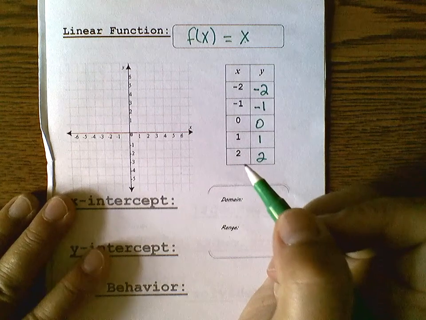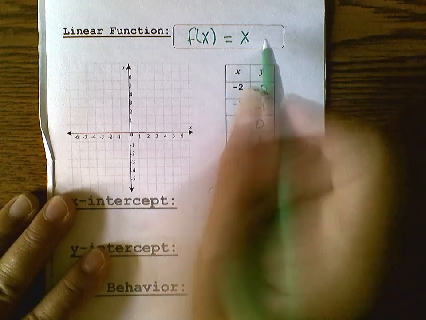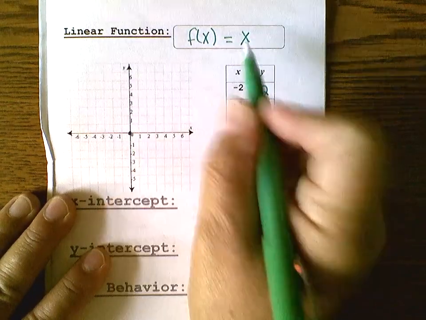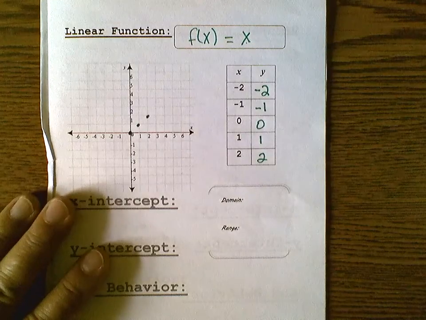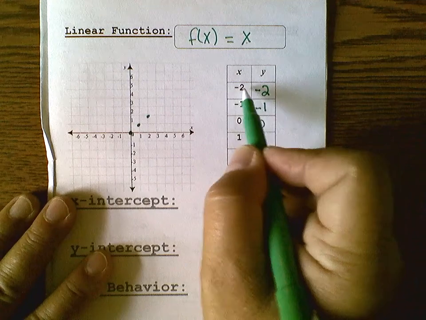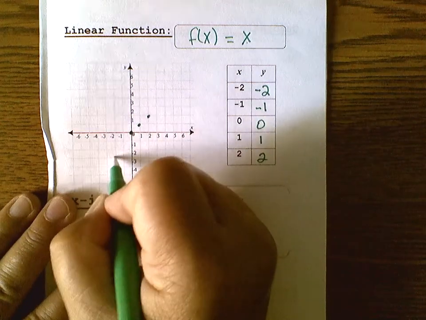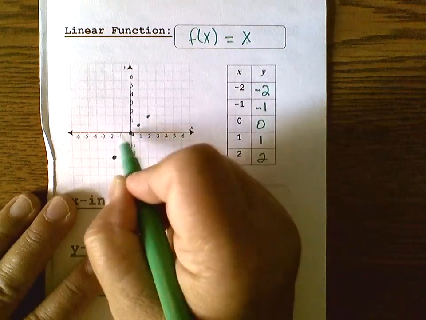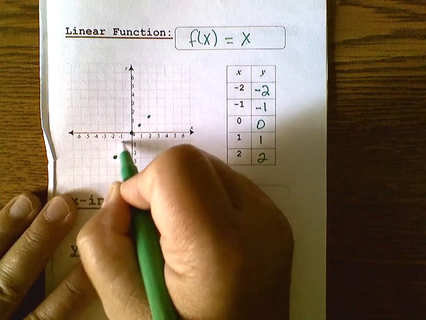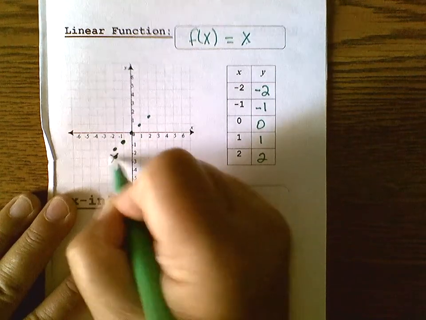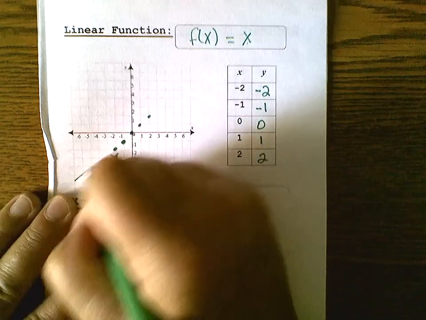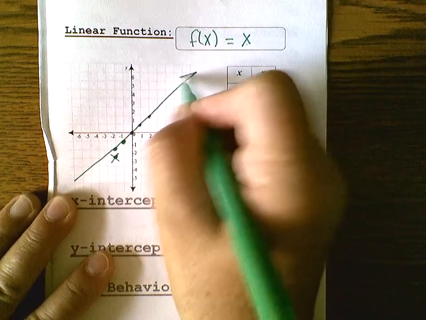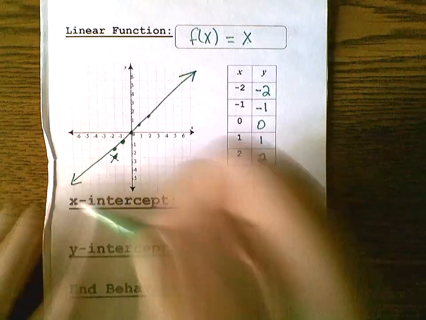And if you remember how to graph a line, you could say the y-intercept is at 0, the slope is 1, so we go up 1, right 1, up 1, right 1, or you can use your table, (-2, -2), (-1, -1), oops, that point is wrong, and all the way up. We connect our points, and we have this line here.